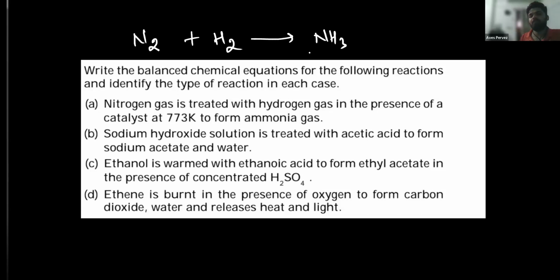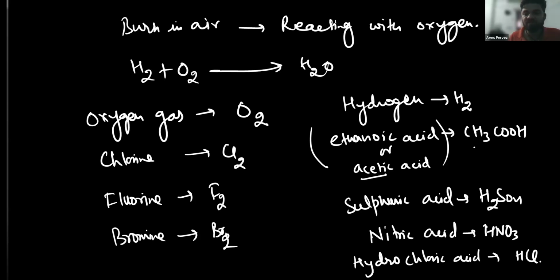Okay. Got it? Yes, sir. Will you be able to balance this one? Yes, sir. Sodium hydroxide treated with acetic acid. So how do you know the formula of acetic acid? If there is no acetic acid formula, I have written here that the formula for acetic acid is CH3COOH. Got it? Yes, sir.